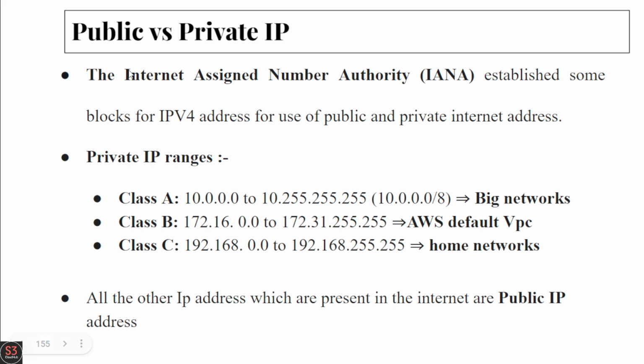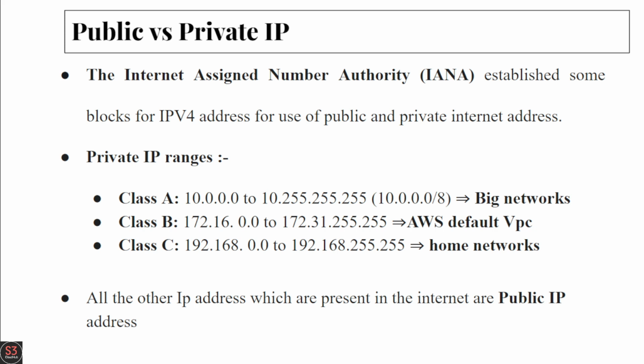So now let's talk about public and private IPs. The Internet Assigned Numbers Authority, which is IANA, has established some blocks of IPv4 addresses for use as public and private internet addresses. So there are two different kinds of IPs, first of all public and private.